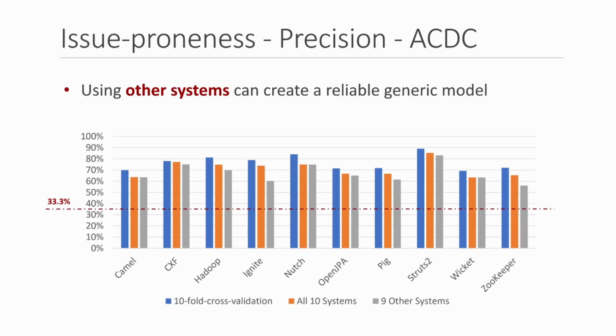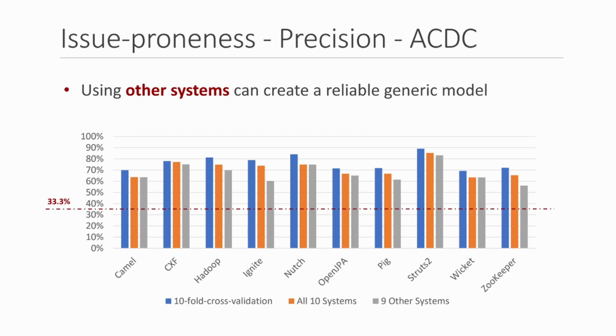So the first observation we can see in here is that when we use all 10 systems, the precision is lower than when we use tenfold cross-validation within a single system. That is probably because when we add more systems, it creates more noise. So that's why the result cannot predict accurately for a single system.